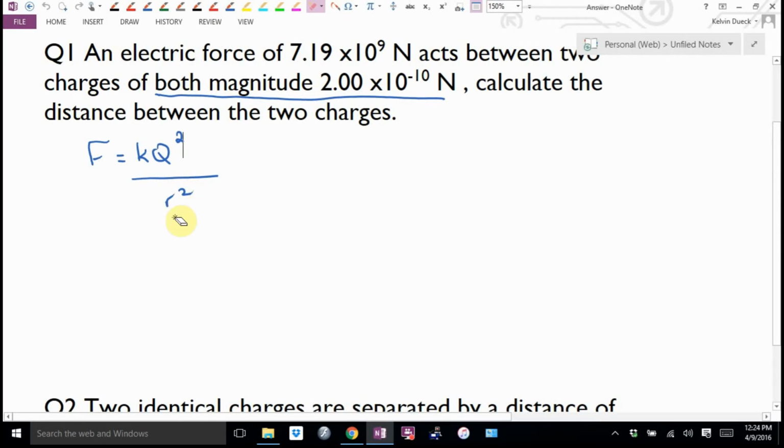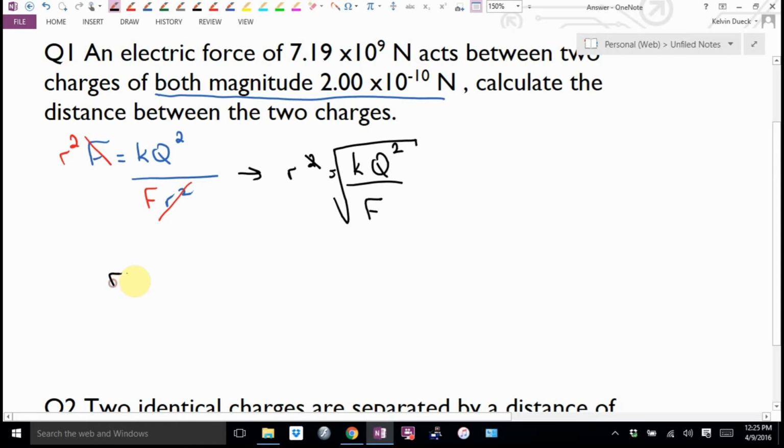And we want to get the distance, the radius of distance between them. We want to get this by itself. Well, we're dividing by r squared. That's the same as multiplying by r squared on this side. And multiplying by F is the same as dividing by F. In fact, we're going to get this: r squared equals k q squared over F. Then, how do I get rid of a squared? Well, I'm going to end up square rooting.